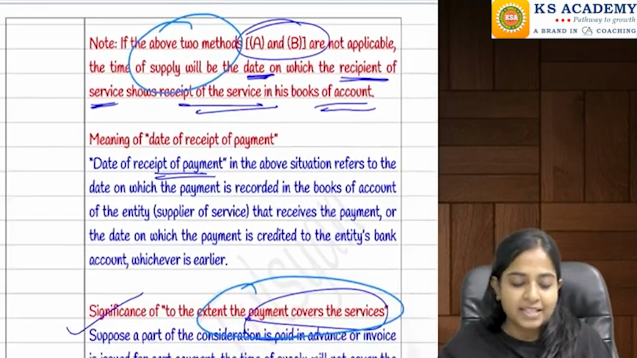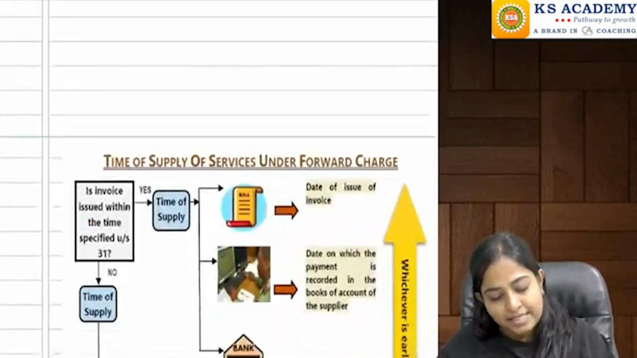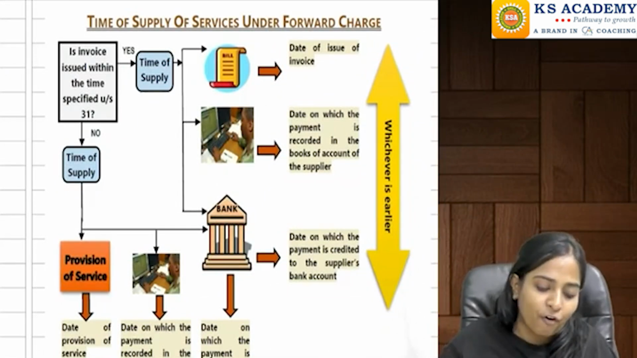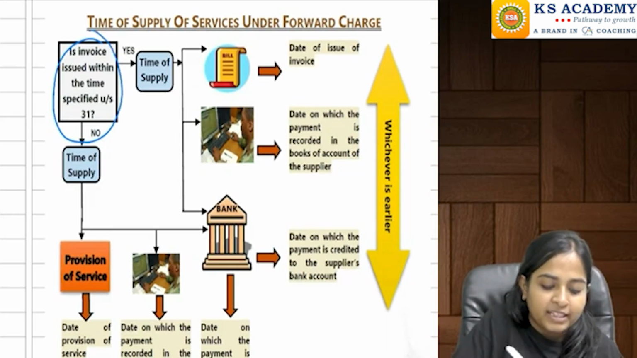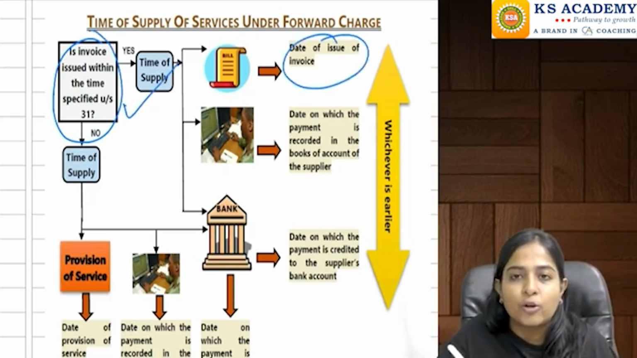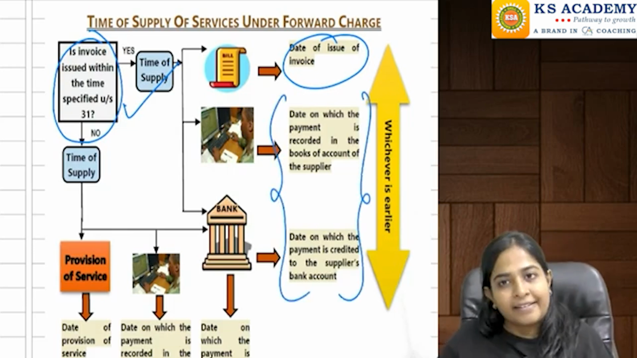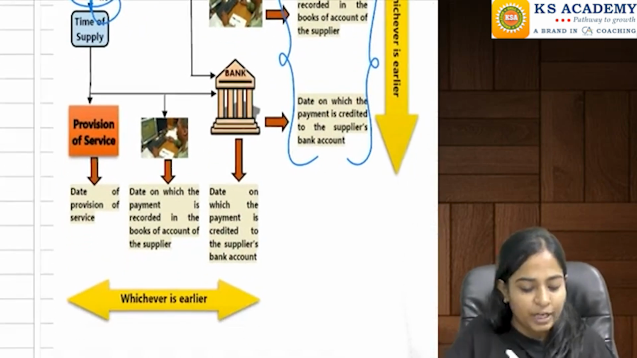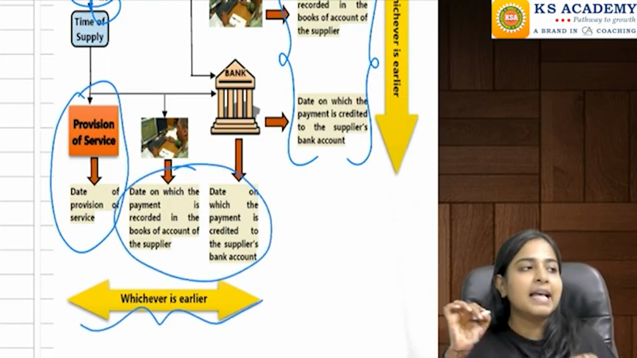Okay, can we revise this with the help of a chart, everyone? Can you see this chart on your table? Time of supply of services under forward charge. See what they are telling us here. If the invoice is issued within the time, then the time of supply will be the date of issue of invoice or receipt of payment, whichever is earlier. But if the invoice is not issued on time, then the date of completion of service or receipt of payment, whichever is earlier.